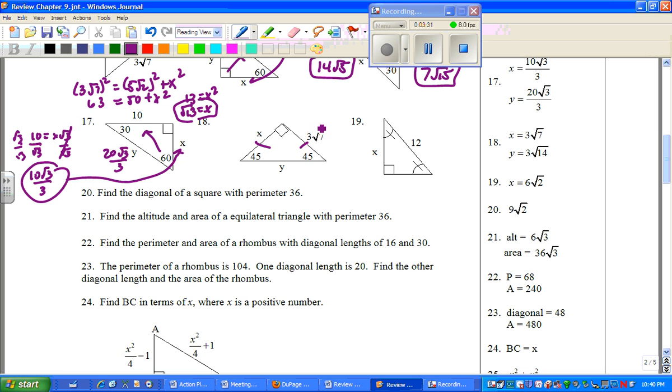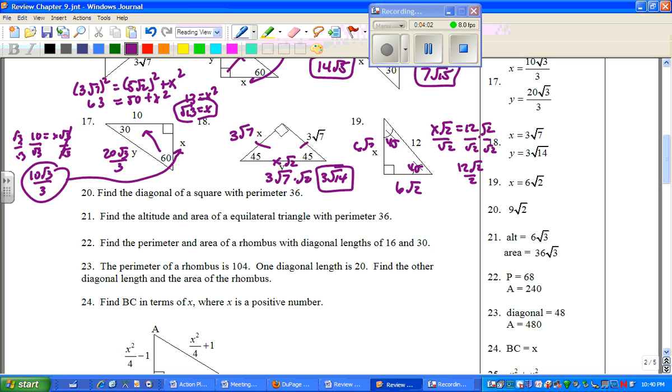18 is finally a 45, 45, 90. So across from the 45 is the x, so this is 3 root 7. And across from this side is 3 root 7 times root 2, because this is the x root 2 side. So then you get 3 root 14 for your answer. This side over here is still a 45, 45, 90, even though they don't have it marked. The x root 2 side is equal to 12 divided by root 2. Can't leave it down there, so you multiply top and bottom by root 2, so you get 12 root 2 over 2, which is 6 root 2 for either of these two sides, and we're done.